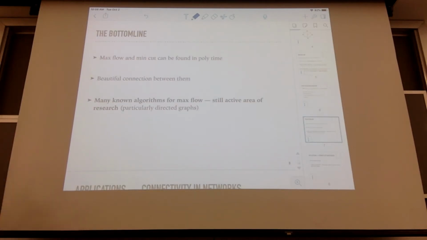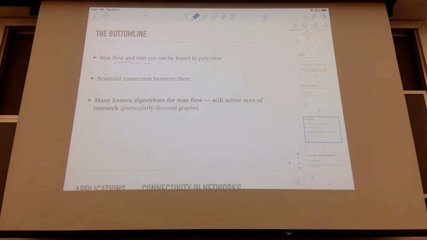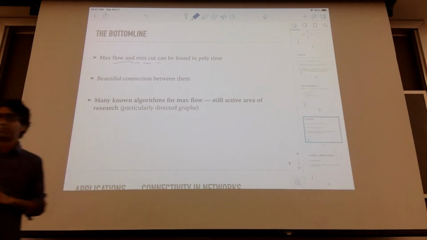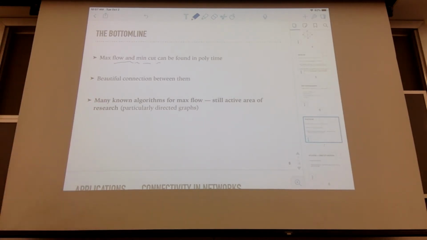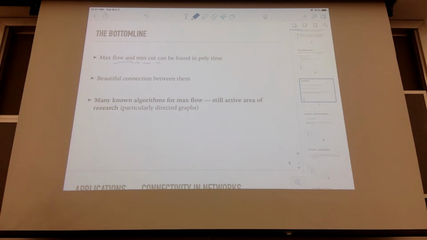So what's the bottom line? We can solve the max flow and the min cut problems in polynomial time, and there's also a clean connection between them. What we saw is just one algorithm for max flow. This is still an active area of research, particularly for directed graphs. We still don't understand what the best possible algorithm for flow is. Interestingly, for cut, the situation is better than it is for flows. Even though these two are equal, the best algorithms for one don't always translate to very good algorithms for the other.